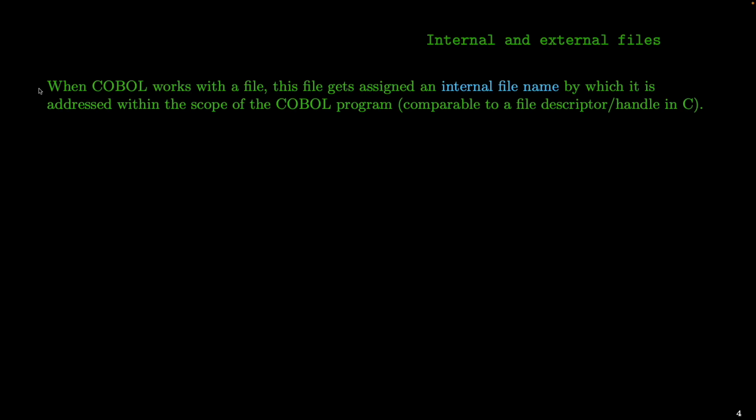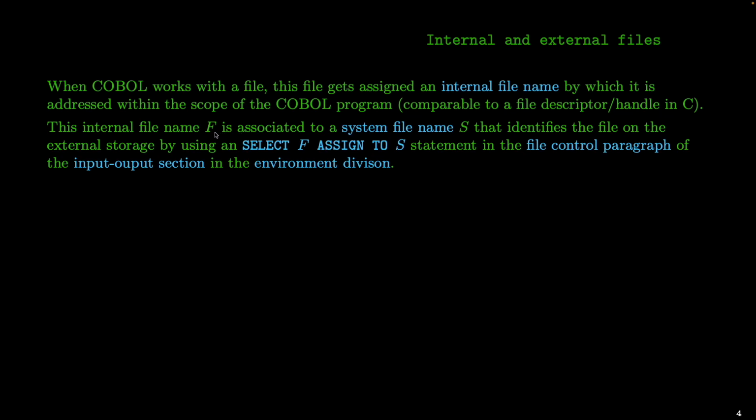Let's start with the general file operations. We've worked a little bit with COBOL files before, and so you have already seen this, but how we do it in COBOL is that you have two file names. The one that we're mainly interested in is the so-called internal file name that is given to the file in the COBOL program. This is something we could compare to a file handle or file descriptor that we would use in a C program. And say F is this internal file name.